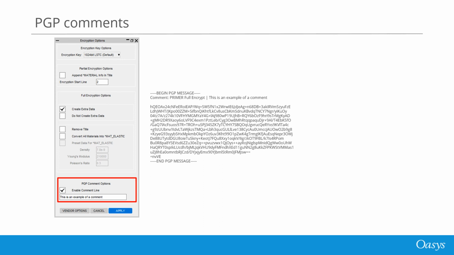You can now add comments to PGP text. These comments have no effect on the encryption, however they do allow you to describe and organize PGP text. For example, Primer uses the comments primer full encrypt and primer partial encrypt as metadata to help identify associated PGP text.